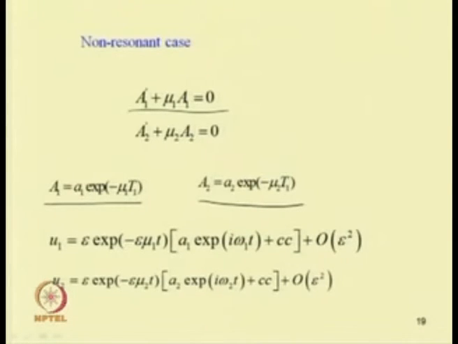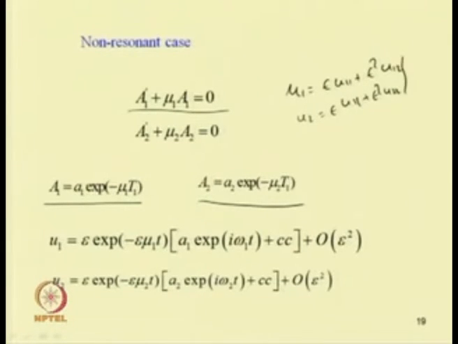So, for this non-resonant case, one can write this u 1, as we have written, u 1 equal to epsilon u 1 1 plus epsilon square u 1 2. Similarly, u 2 equal to epsilon u 2 1 plus epsilon square u 2 2.